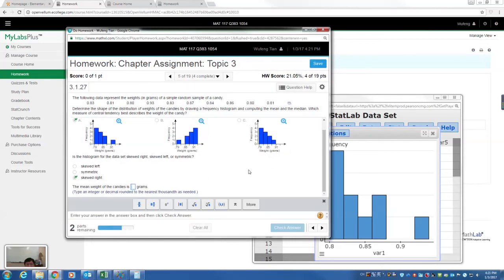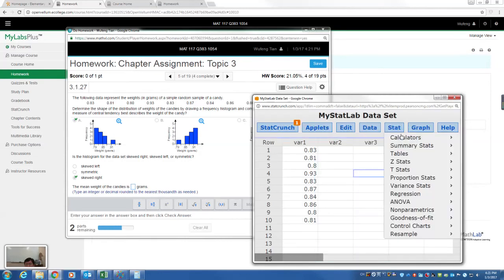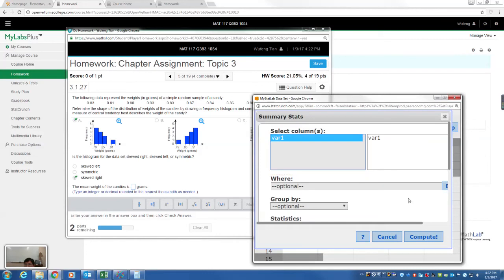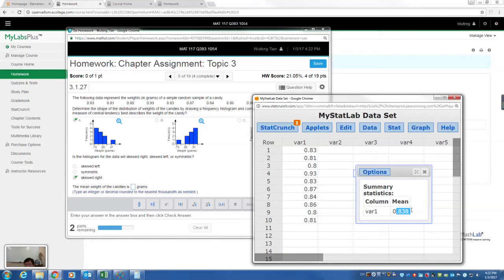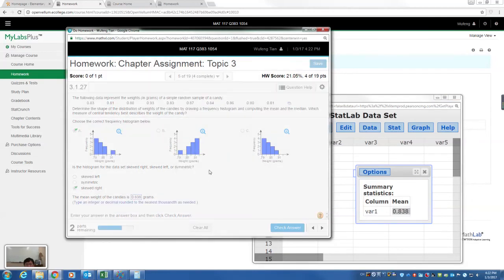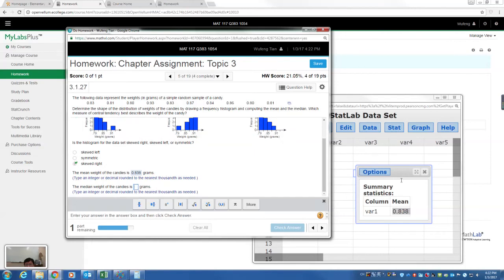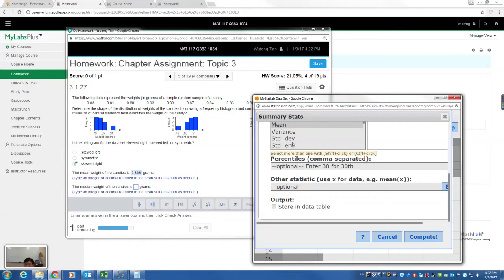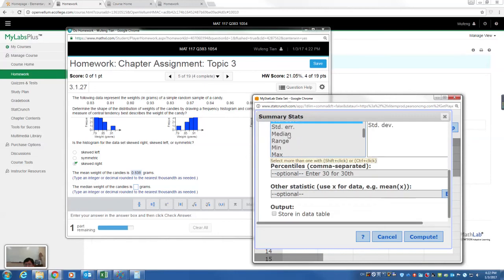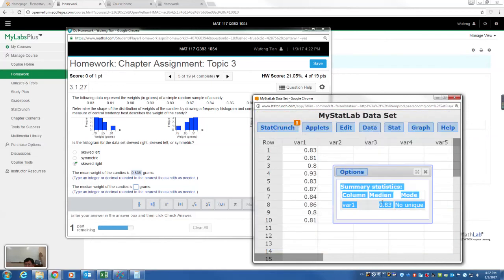And the mean weight: just do Stat, Summary Stats, Columns, choose the first one, and go down to the mean value, 0.838. Now the median, let's go back and check that part again. It's going down for median, and in case it needs the mode, I include that. So the median is 0.83.